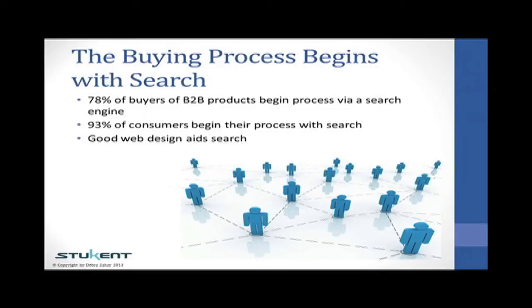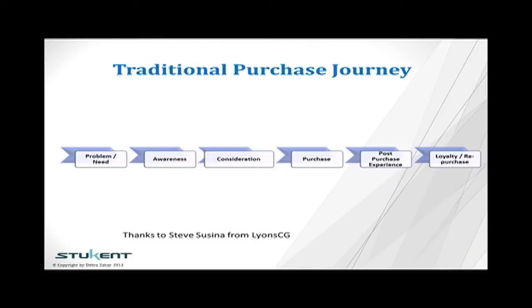78% of the buyers of B2B products alone begin that process via a search engine. 93% of consumers begin their process with a search. I think that the tablet scenario in the simulation could be either B2B or B2C. But that's what most people are doing today. They're starting out with search. And so we've got to make sure that our website can be found. And good web design aids search. And part of good web design is having those good keywords.